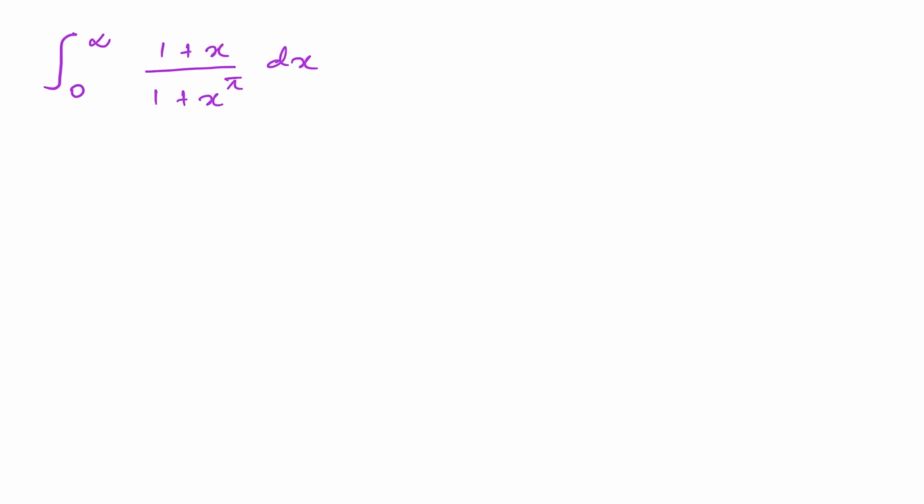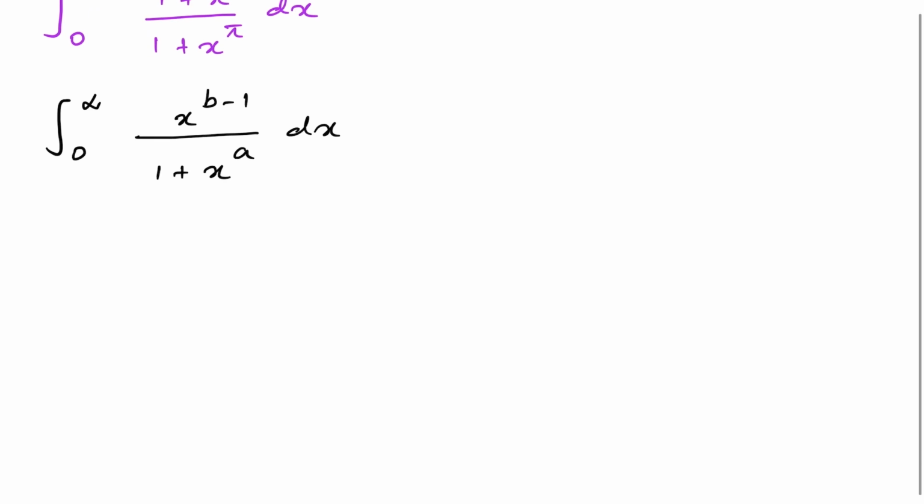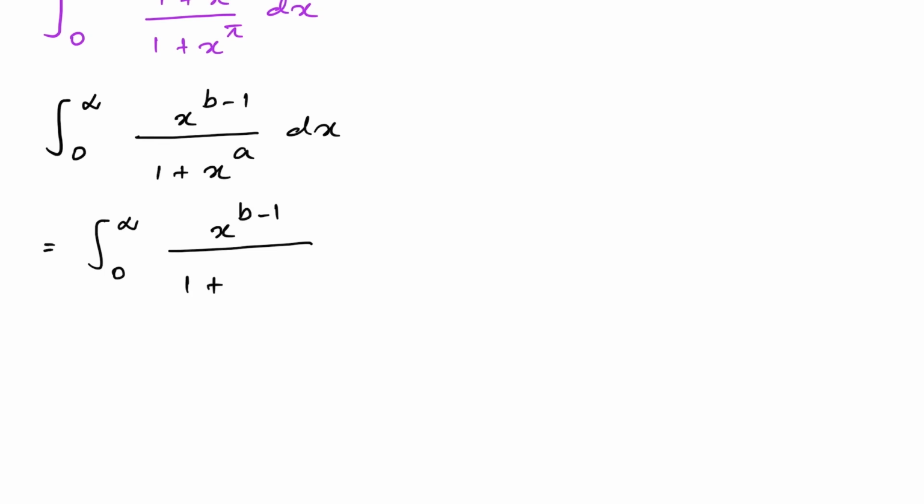So I'm going to take this integral from 0 to infinity of x to the b minus 1 over 1 plus x to the a dx. Now let us solve this integral. First I'm going to rearrange the denominator. In the numerator we have x to the b minus 1, and in the denominator 1 plus x to the a.